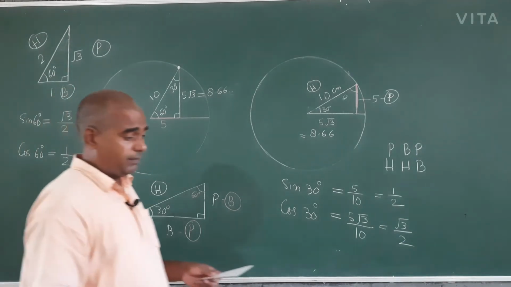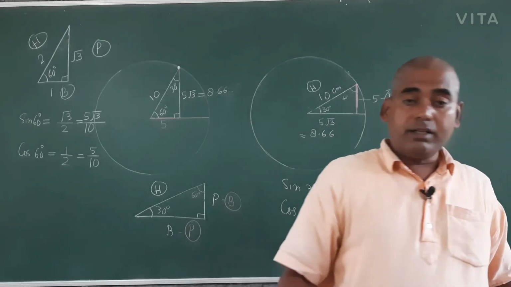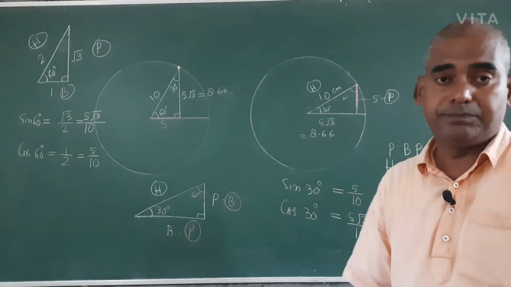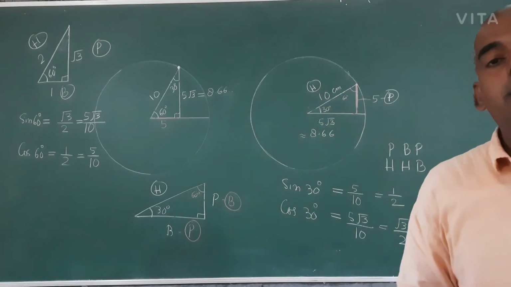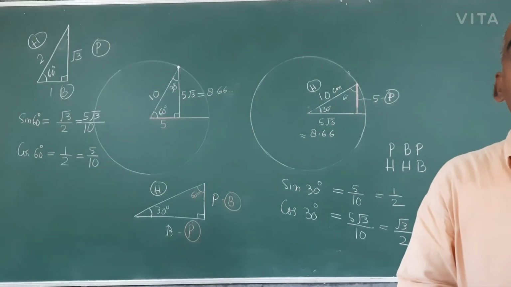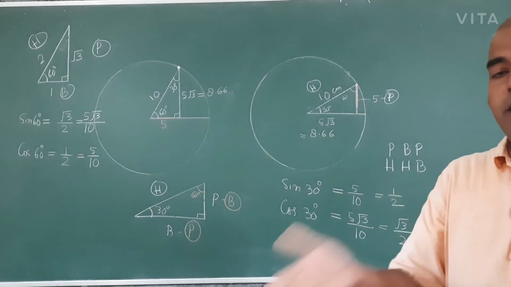In another class I will teach you. So I have taken all the triangles in the form of a circle. This will be helpful when we derive the trigonometrical ratio values for 0 degree and 90 degree in my next video.